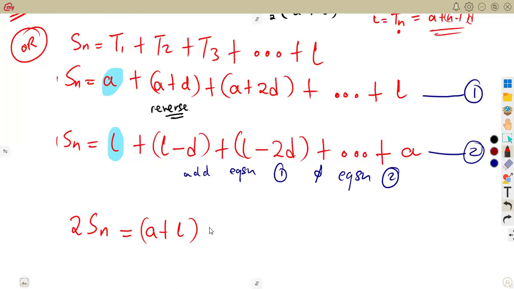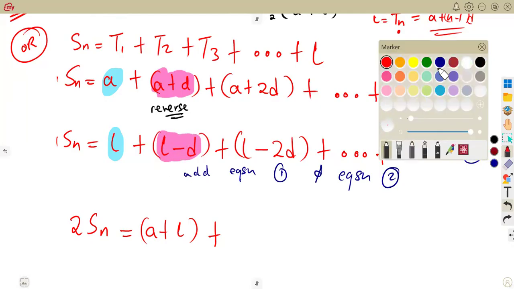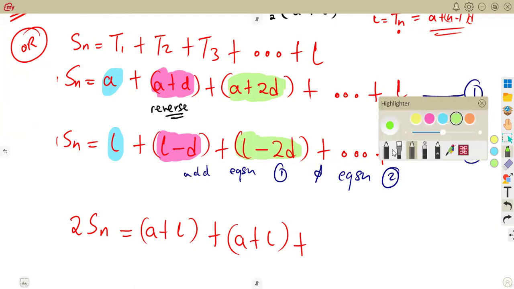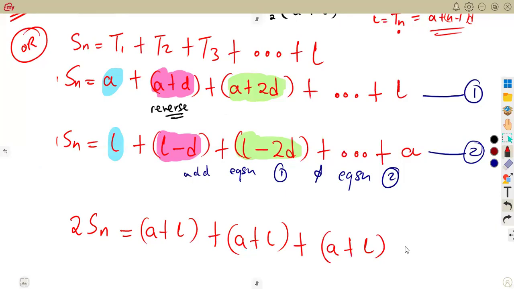You move on to the other part. You add the corresponding next terms. There is A plus D and L minus D. If you combine these two, what are we going to have? A plus D plus L minus D. We can see that the D and the D will cancel. We remain with A plus L, which is the same as before. So it is a repetition throughout, as we saw from the previous proof. The corresponding terms A plus 2D and L minus 2D give the same thing, A plus L, and so on, up to the last term.